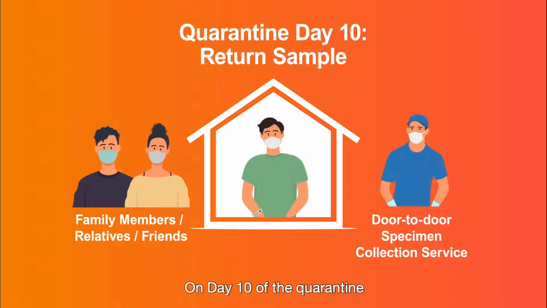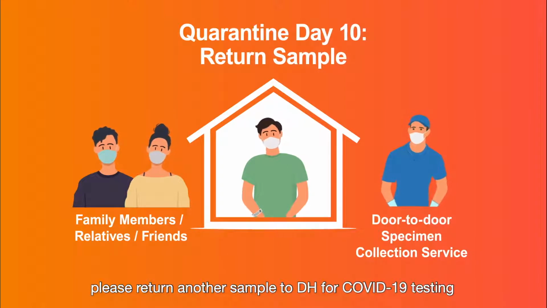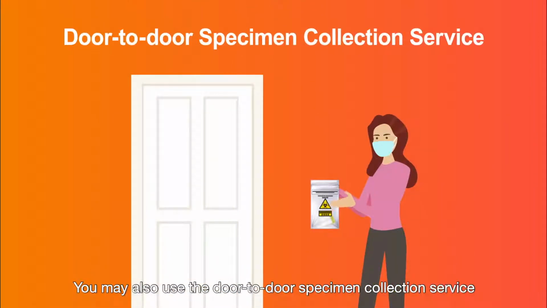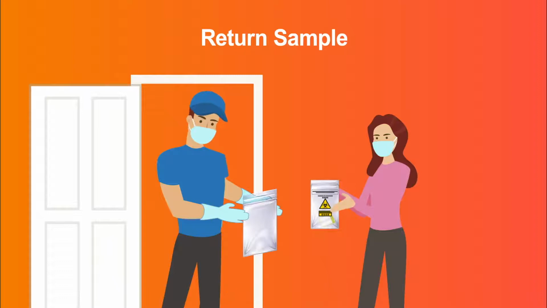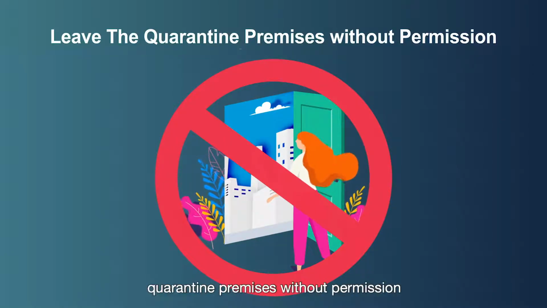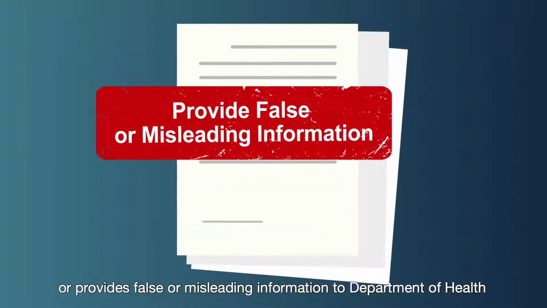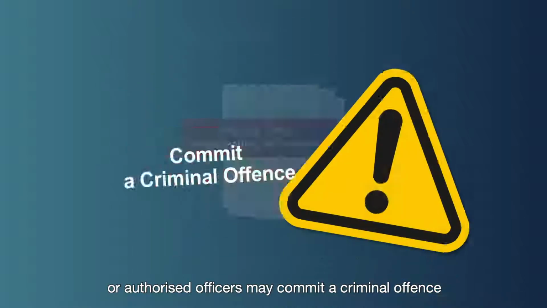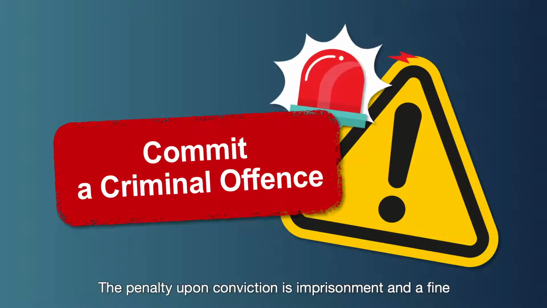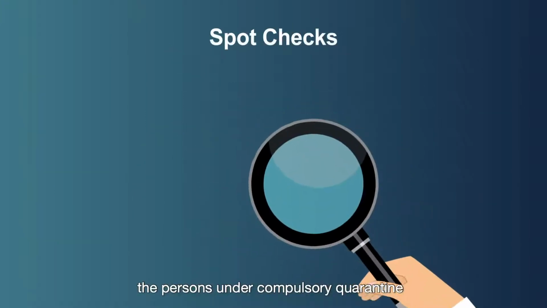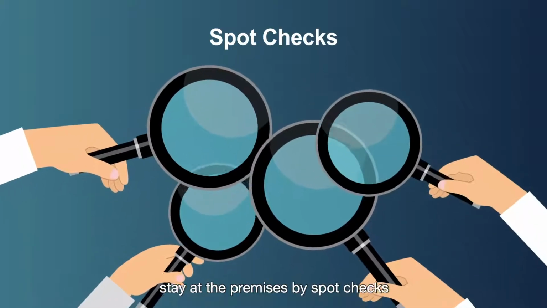On day 10 of the quarantine, please return another sample to DH for COVID-19 testing by your family members, relatives, or friends. You may also use the door-to-door specimen collection service to return the sample. Prior booking is required. Any person concerned who leaves the quarantine premises without permission or provides false or misleading information to Department of Health or authorized officers may commit a criminal offense. The penalty upon conviction is imprisonment and a fine. The government will ensure the persons under compulsory quarantine stay at the premises by spot checks.